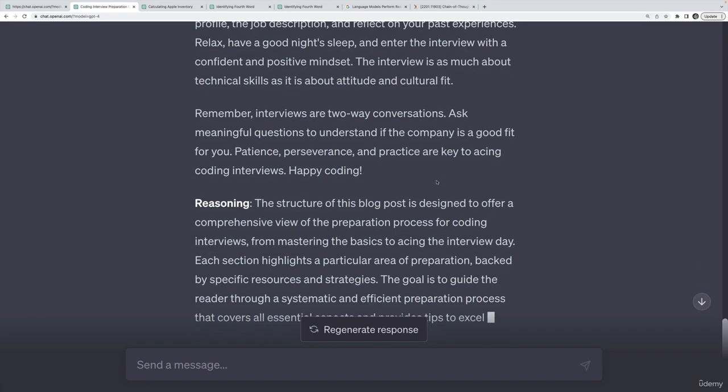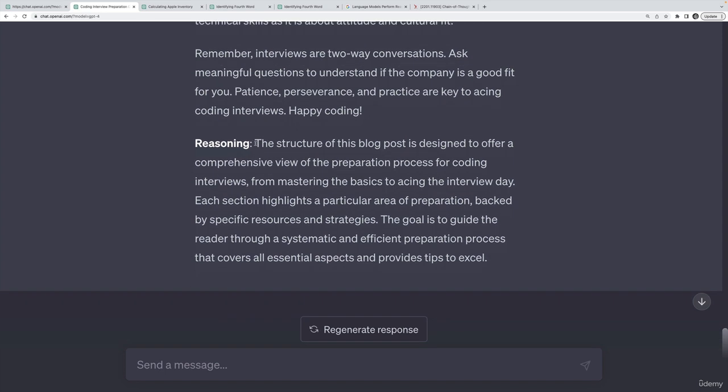Okay, so it finished the blog post. Now it's giving me the reasoning that I asked for. So you could also reverse the order. You could say, before you write the post, give me a step-by-step explanation of your reasoning. But now it's giving me this explanation. The structure of the blog post is designed to offer a comprehensive view of the preparation process for coding interviews. Each section highlights a particular area of preparation, backed by specific resources and strategies. The goal is to guide the reader through a systemic and efficient preparation process, and so on.